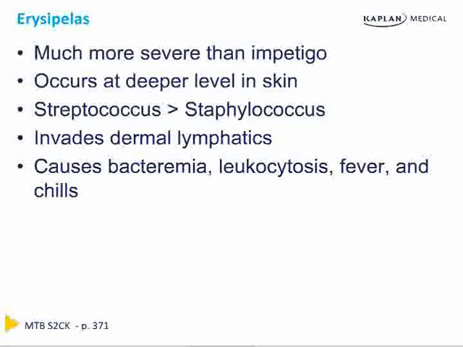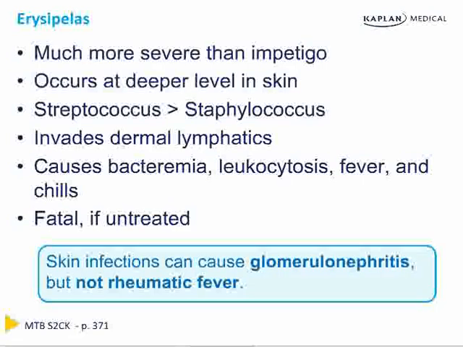It can cause a high white count or leukocytosis, a fever, and chills. It's a pretty severe thing. It's bad, and that's why it can be fatal if untreated. Can skin infections cause glomerulonephritis? And the answer is yes. The skin infections can cause the glomerular disease, but not the rheumatic fever.